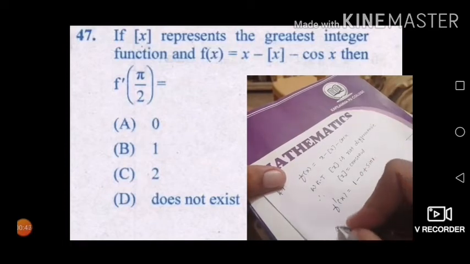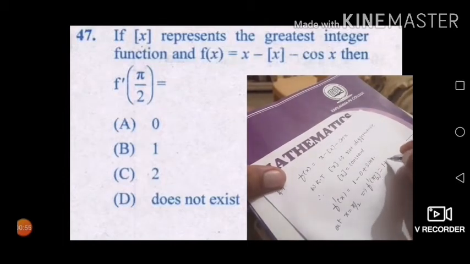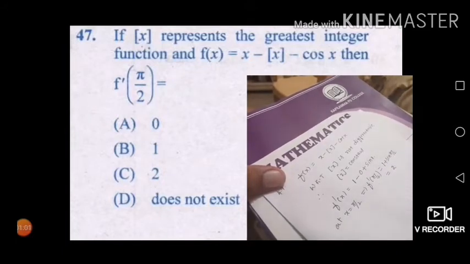Now at x is equal to pi by 2. That implies f dash of pi by 2 is equal to 1 plus sine 90. Sine 90 means 1, so totally the answer is 2. Hence option C is correct.